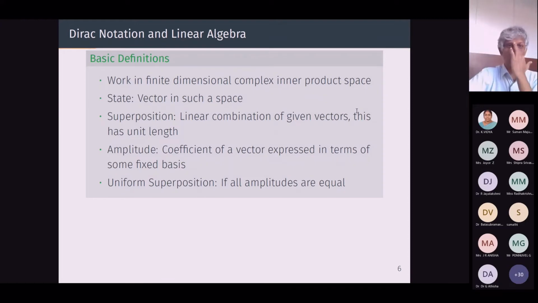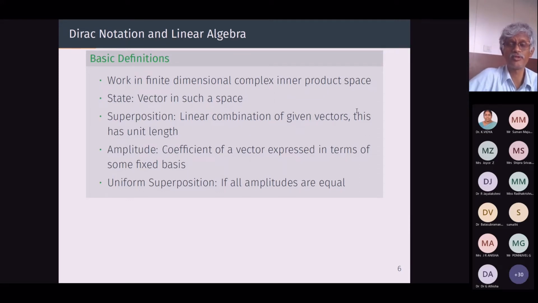So let us go to Dirac notation and some linear algebra. So we work in, as I said, a finite dimensional complex inner product space. So a state is a unit vector. Sorry, this has to be a unit vector in such a space. So by superposition, we mean a linear combination of the given vectors. OK, so we need a unit length linear combination of the given vectors.